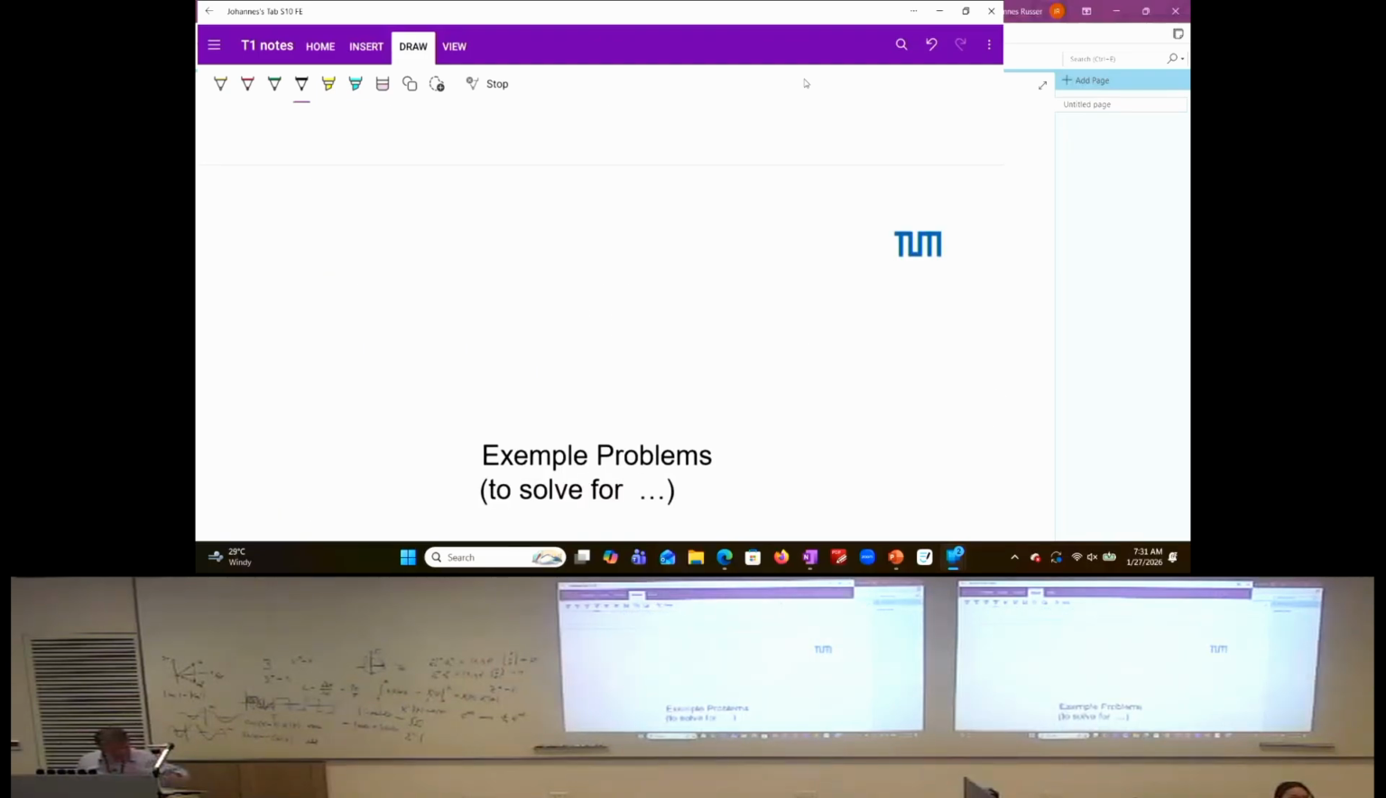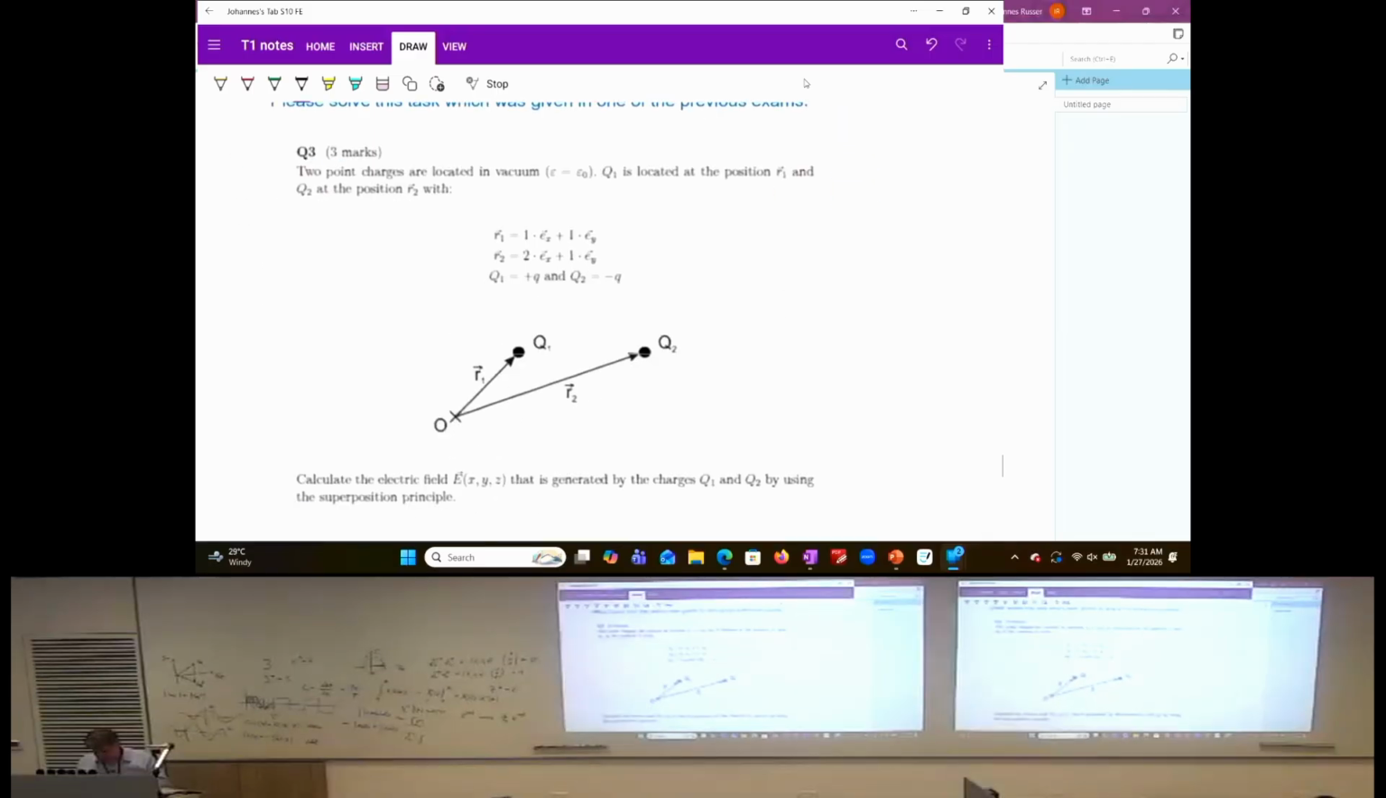Okay, now I have given you two problems in that homework. Have you worked on those? One is where you are supposed to calculate something. You have two point charges here. They are located in a vacuum, so your epsilon is equal to epsilon naught. We will see also that you can have different epsilon in different materials, so that depends on the medium that you're looking at.